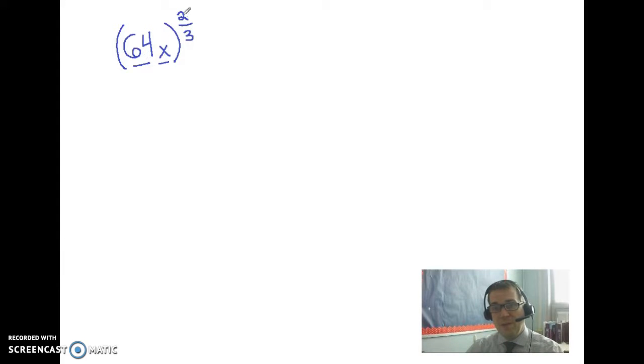We have 64x to the 2/3 power. That 2/3 is talking to these parentheses, which means it talks to everything inside. This, of course, is a coefficient, so we actually have to take that 64 to the 2/3 power. And then technically, if you need to think of it this way, this x is x to the first, and these powers get multiplied together. Or maybe it just makes sense to you that we'd have x to the 2/3 power as well.